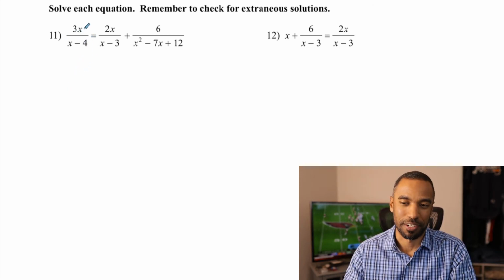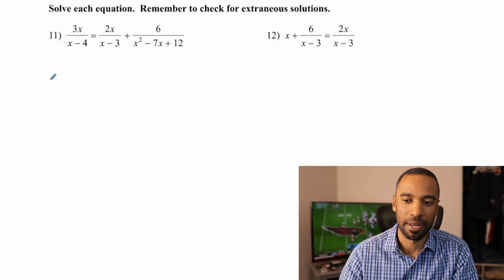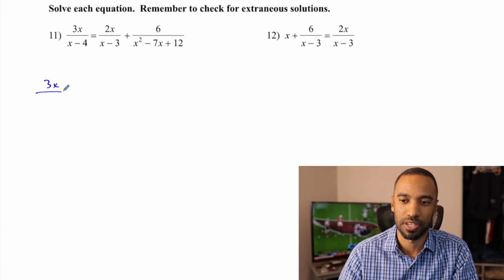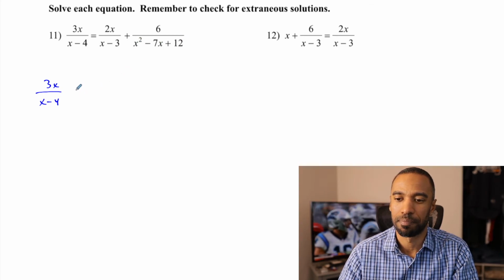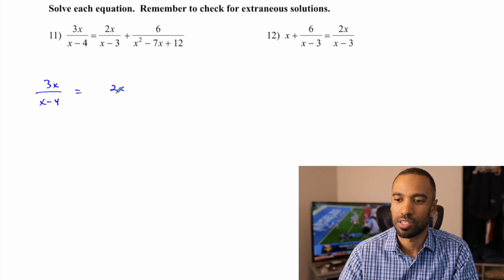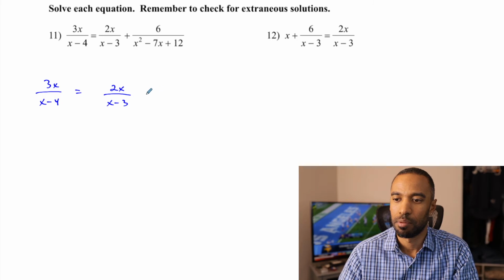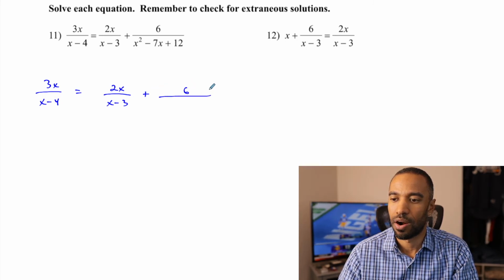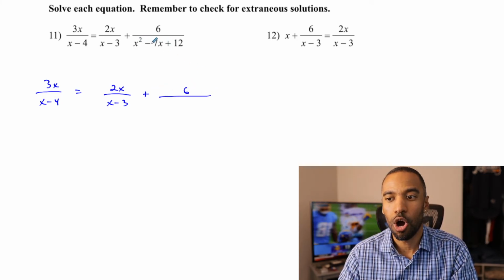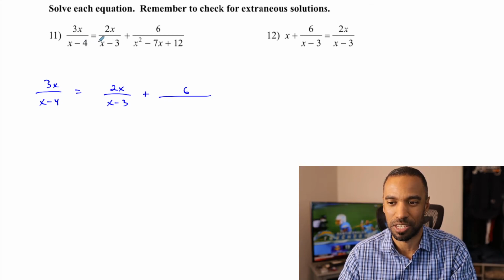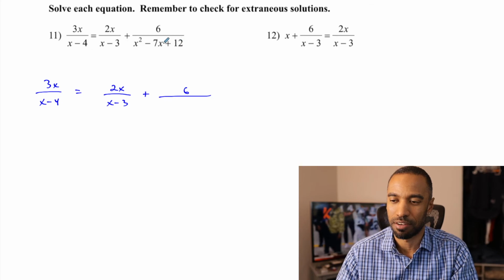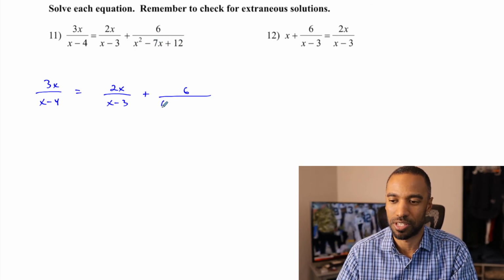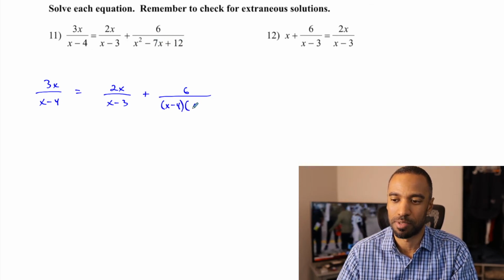All right, number 11 here. We're trying to find common denominators, so let me rewrite these again, because I'm going to factor anything I can, such as that bottom right there. So 2x over x minus 3 plus 6 over... All right, let's factor this guy right here. My hope is this is x minus 4 times x minus 3. And you know what? It is. -4 times -3 is positive 12, -4 plus -3 is -7. This is x minus 4 times x minus 3.